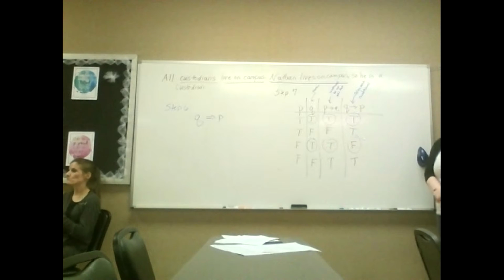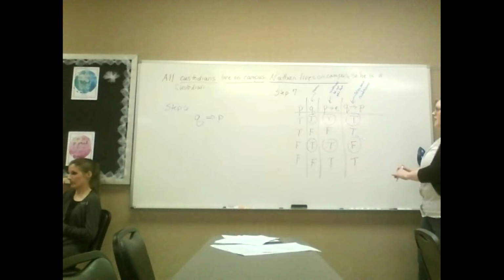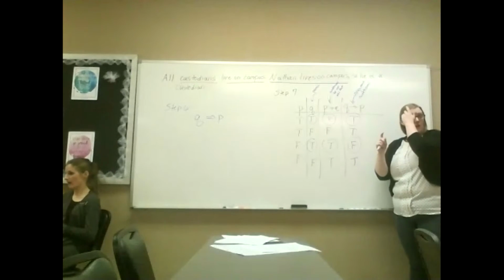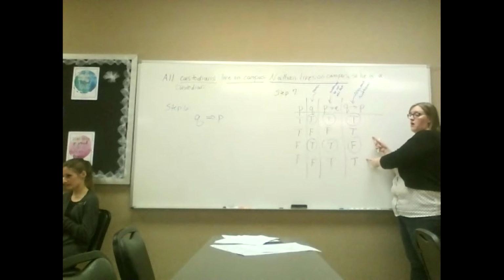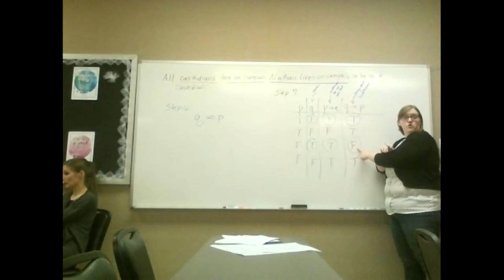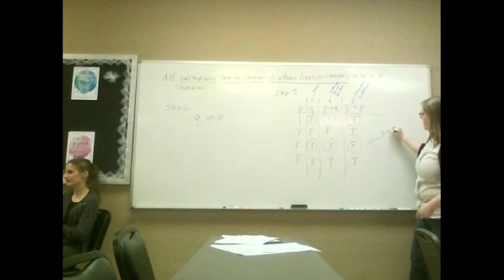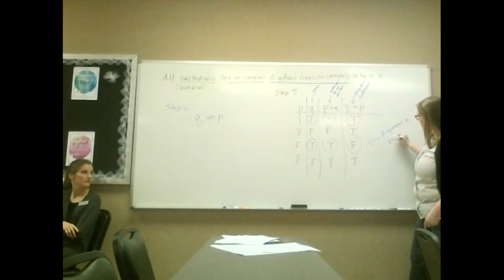Now the question we ask ourselves to know whether this is a valid or invalid argument is whether, looking only at the values in the argument column, both things that are circled are true. They are not. And since one of our circled values is false, that means this argument is invalid. Okay, so the argument is invalid.